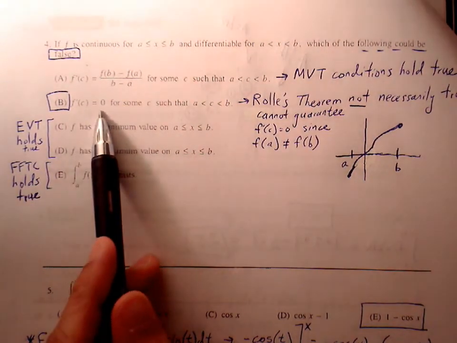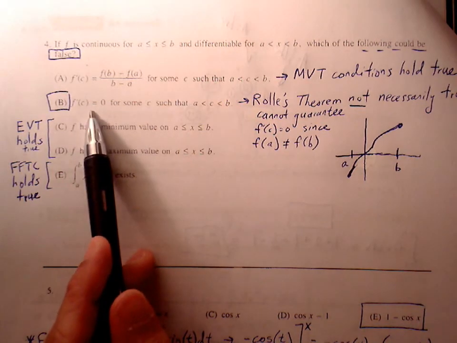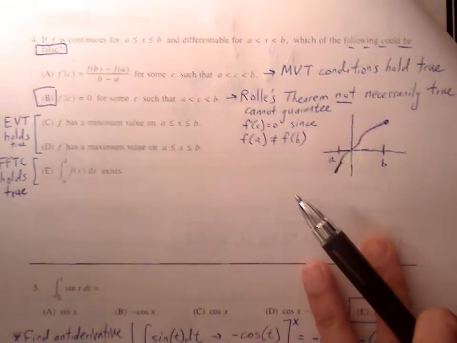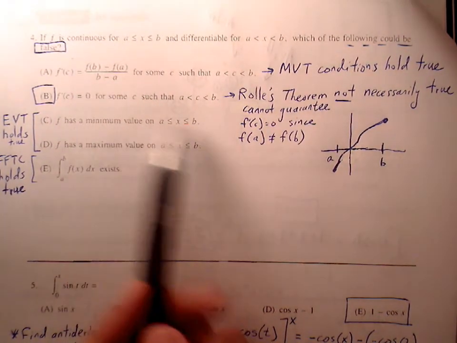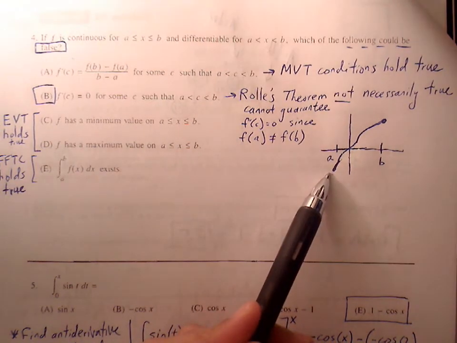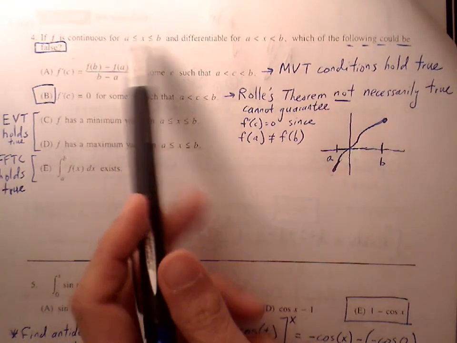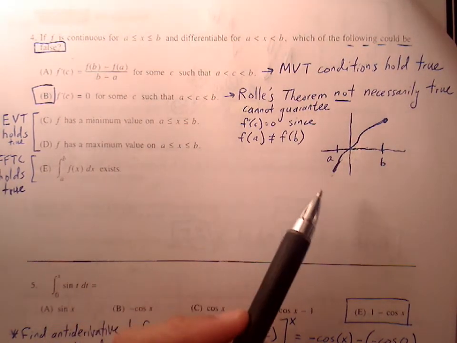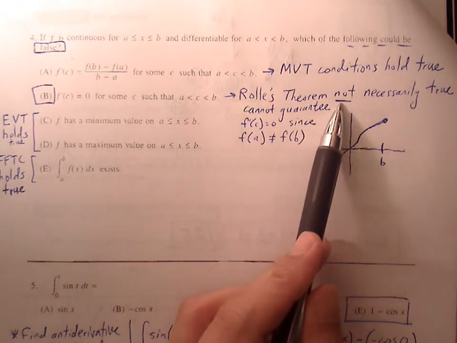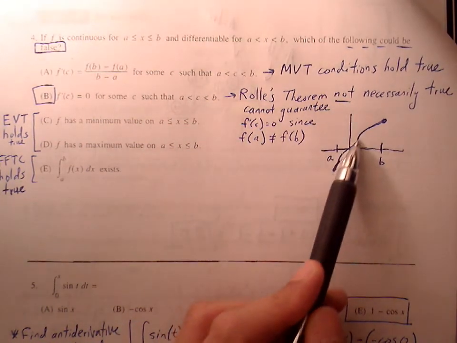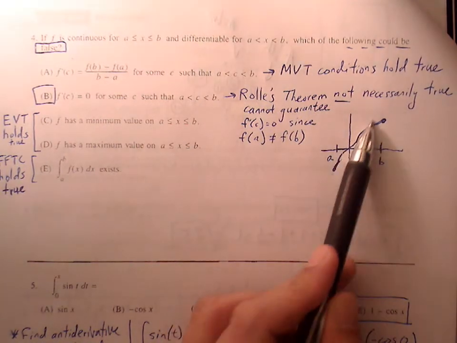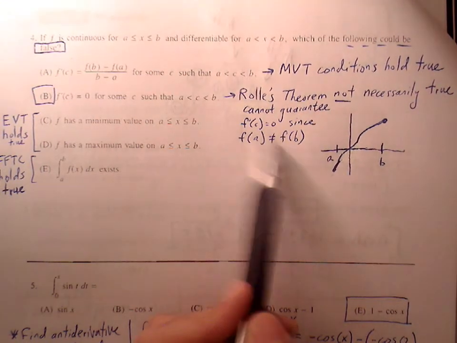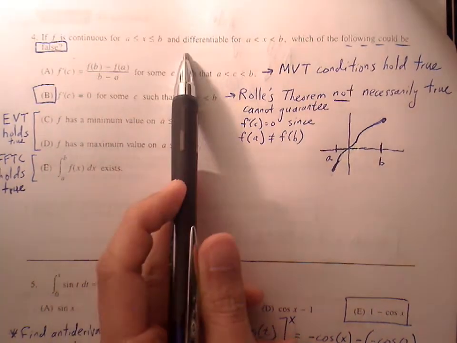For part B, f prime of c is equal to 0. Can we guarantee a slope of 0? Now, Rolle's theorem is a subset of the mean value theorem. With Rolle's theorem, if we want to guarantee a slope of 0, the endpoints have to be guaranteed to be sitting at the same y value. But the problem doesn't give us any indication that is the case. So we can't guarantee that this is necessarily going to be true. And just by the way I drew the graph, there are no places where the slope is 0. So we can't guarantee a slope of 0 unless the endpoints have the same y value and the function is continuous and differentiable.